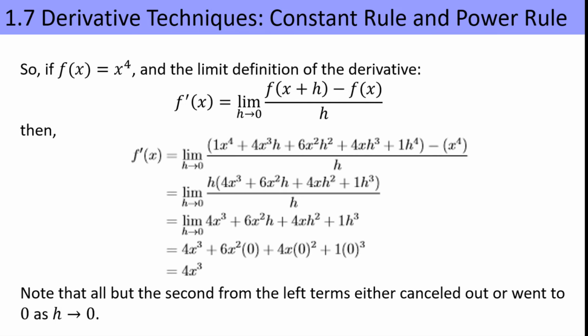Let's take the limit. That is, replace each h with 0. So in the next line, we don't write the limit as h goes to 0 because we have let h go to 0. That gives us 4x³ + 6x² times 0 + 4x times 0² + 1 times 0³. The last three terms go to 0, and we're able to conclude that the derivative of x⁴ is equal to 4x³.